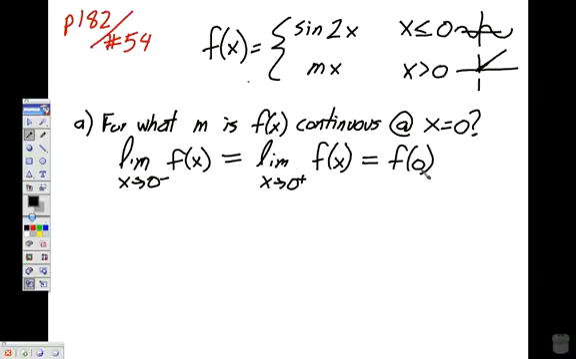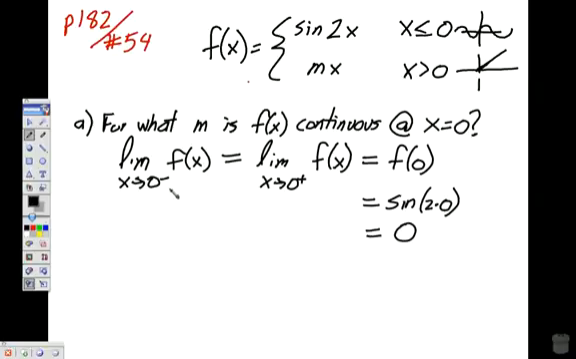at x equals 0. So, okay, at x equals 0, we're in this top branch. It's the one that's got the equal sign. We are not down here. So f of 0 is the sine of 2 times 0. 2 times 0 is 0. The sine of 0 is 0.